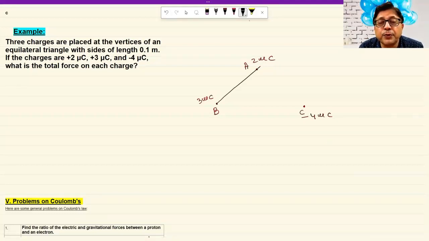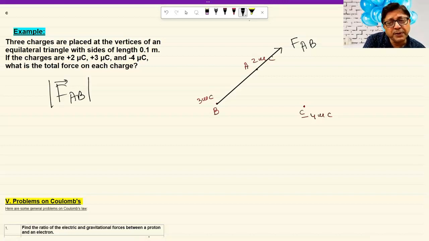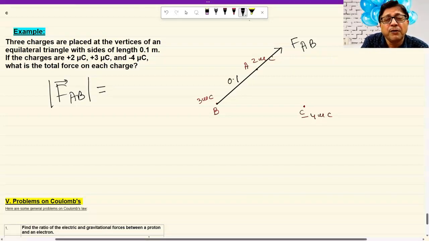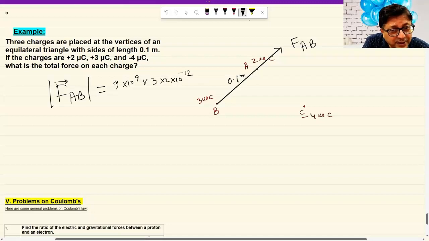So we are considering force experienced by charge A due to charge at B, that we are taking as FAB. Okay. So let us write FAB value. I am just writing the magnitude. FAB will be what? This is equal to k Q1 Q2 over r squared. This distance they have given 0.1 meter. 9 into 10 to the power 9 always will be there. Constant of proportionality, 3 into 10 to the power minus 6, 2 into 10 to the power minus 6, so it is going to be 10 to the power minus 12, divided by 0.1 squared.